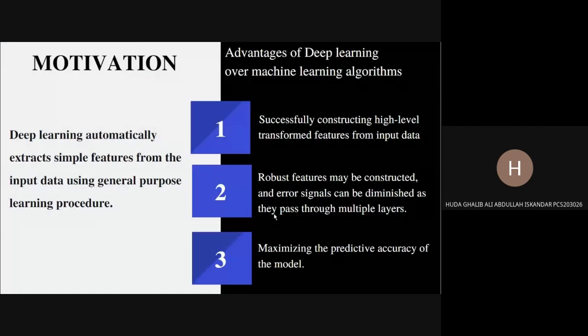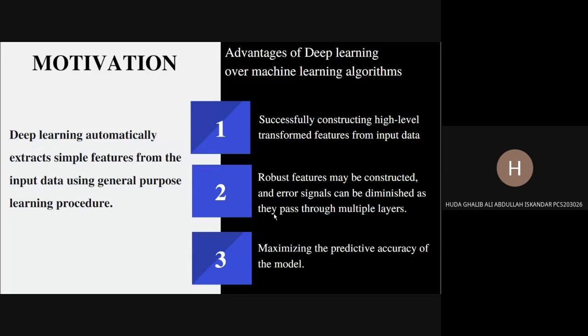For motivation, deep learning has outperformed previous approaches in similar fields. We have found that deep learning outperformed machine learning in medical fields, and it extracts simple features from the input data using general purpose learning procedures. And we have found that there are many advantages of adopting deep learning algorithms over machine learning algorithms.